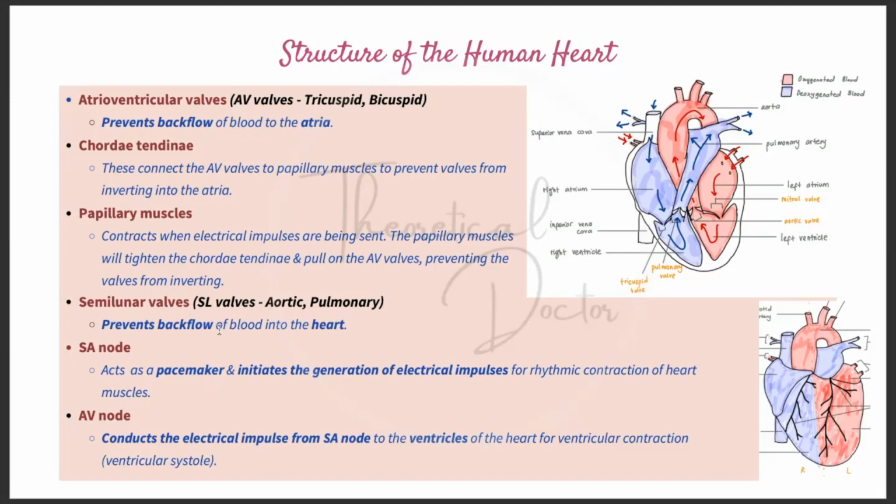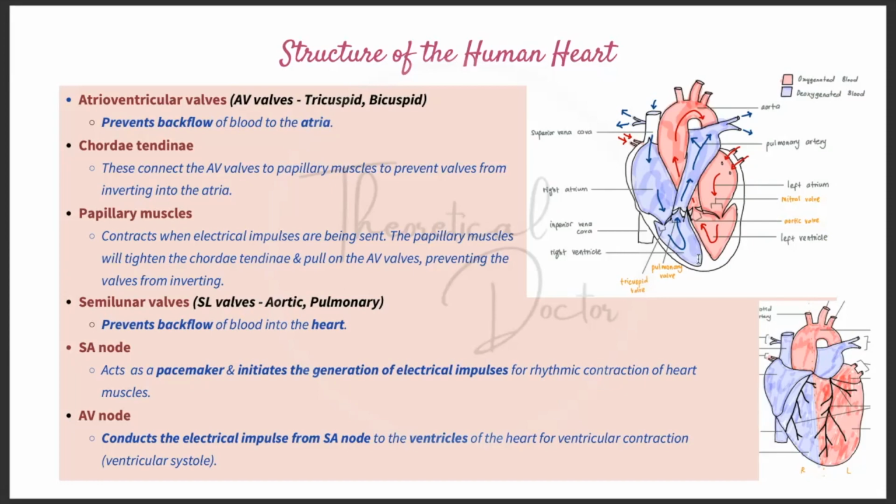Short would be SL valves, and they consist of the aortic and the pulmonary valve. So this is the pulmonary valve and this is the aortic valve. So these two over here refer to the semilunar valves, the SL valves. They prevent the backflow of blood into the heart because they're going out of the heart, and they prevent the backflow of blood back into the ventricles.